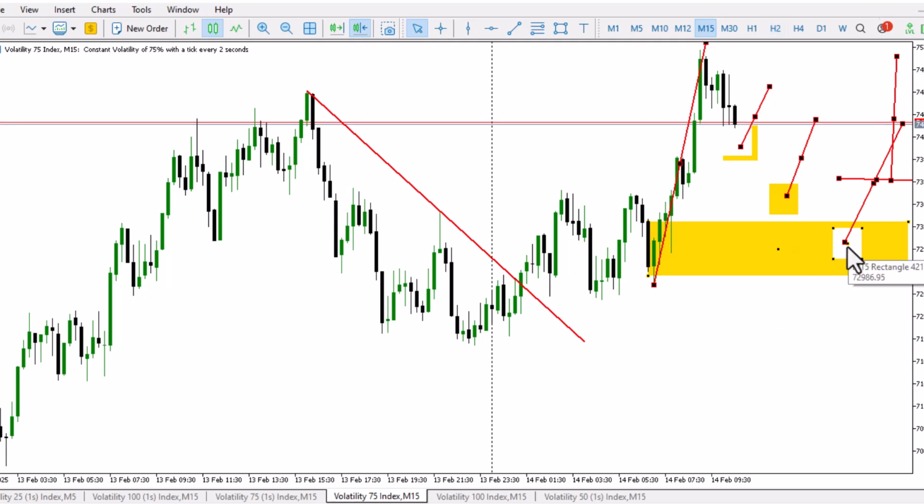So this is how you map it out. We wait for it to play out. So this is what I wanted to show you, and this is a proper intraday strategy that you can use in your day-to-day trading.